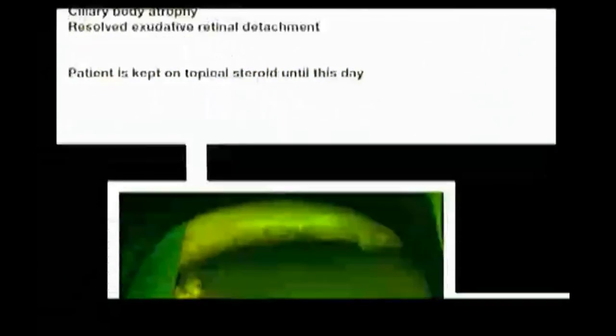So 9 months later, the vision has recovered from light perception to 20/100 with plus two ciliary action, ciliary body atrophy, and resolved exudative retinal detachment. The patient is still kept on topical steroid until this day.